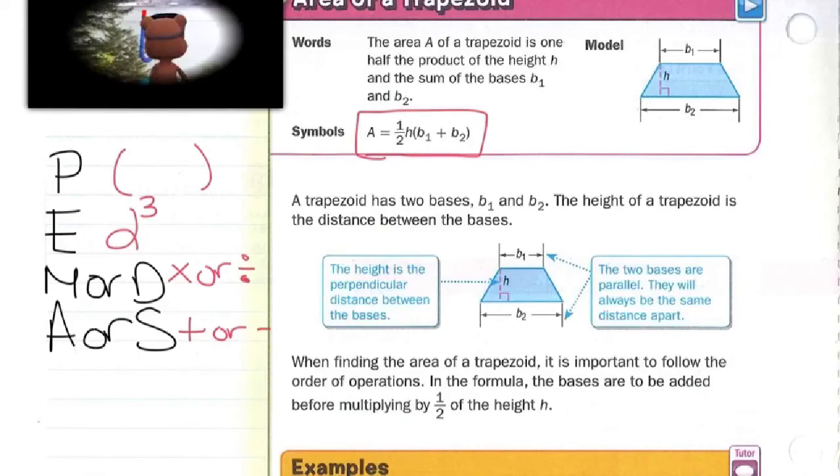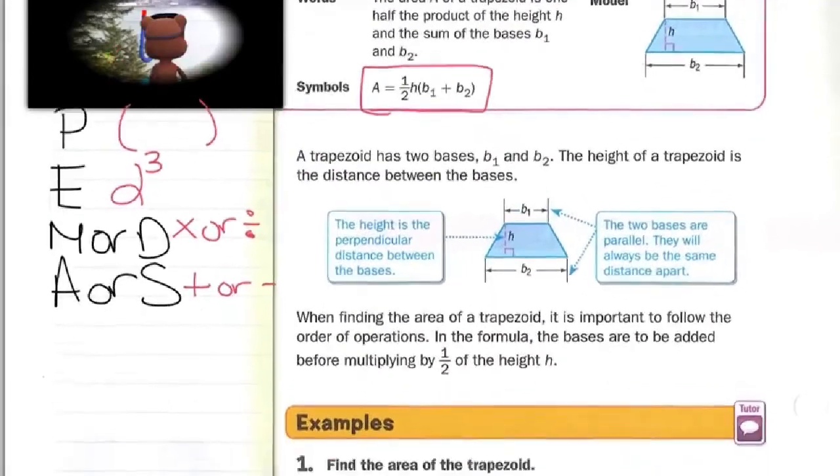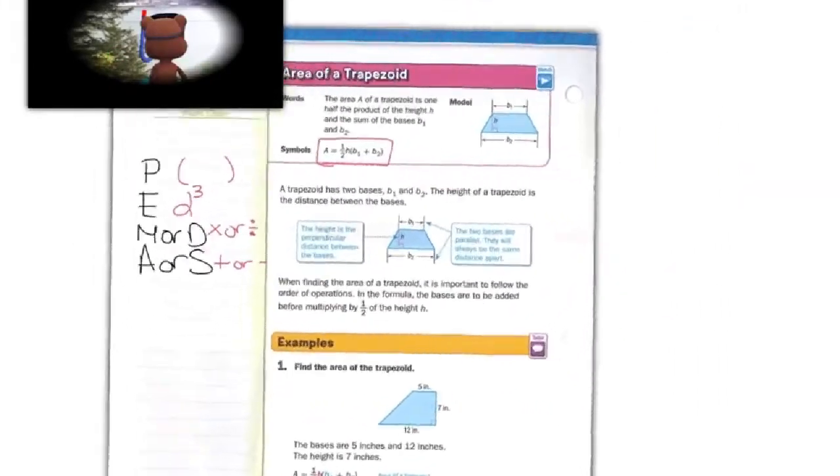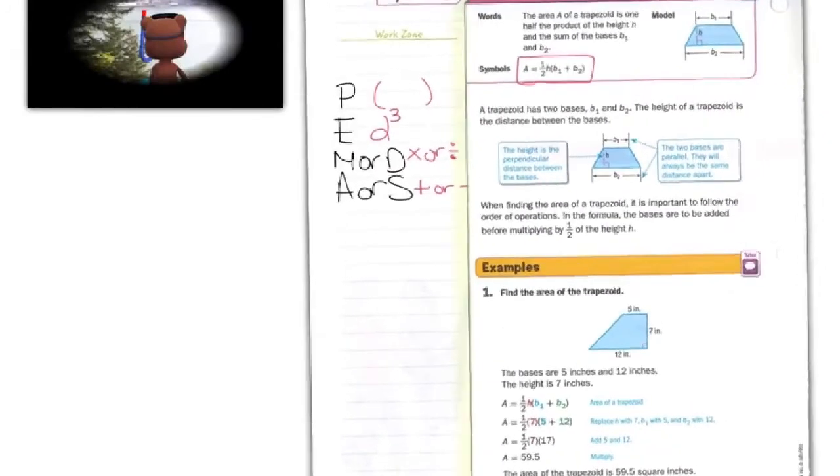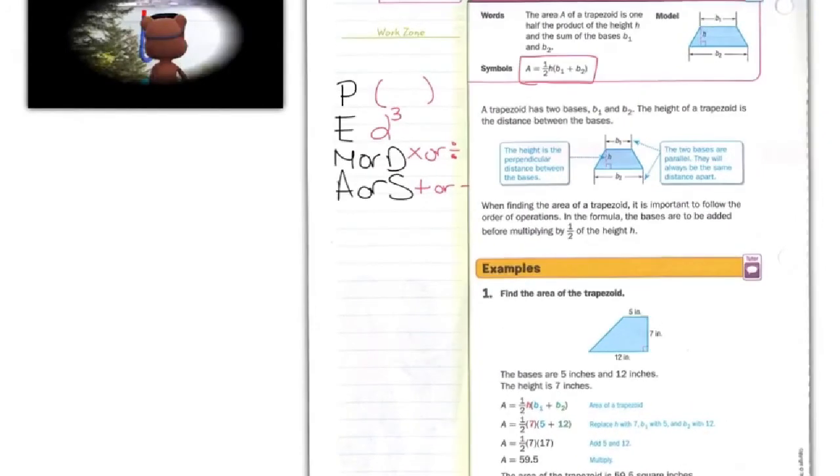Let's look at an example. Oops, I don't want to mess up your order of operations there. So let's just move this over here and then look at an example. Okay, let's find the area of this trapezoid. You can see that it has a height of 7, base 1 of 5, base 2 of 12. So plug in all of the information into the formula.